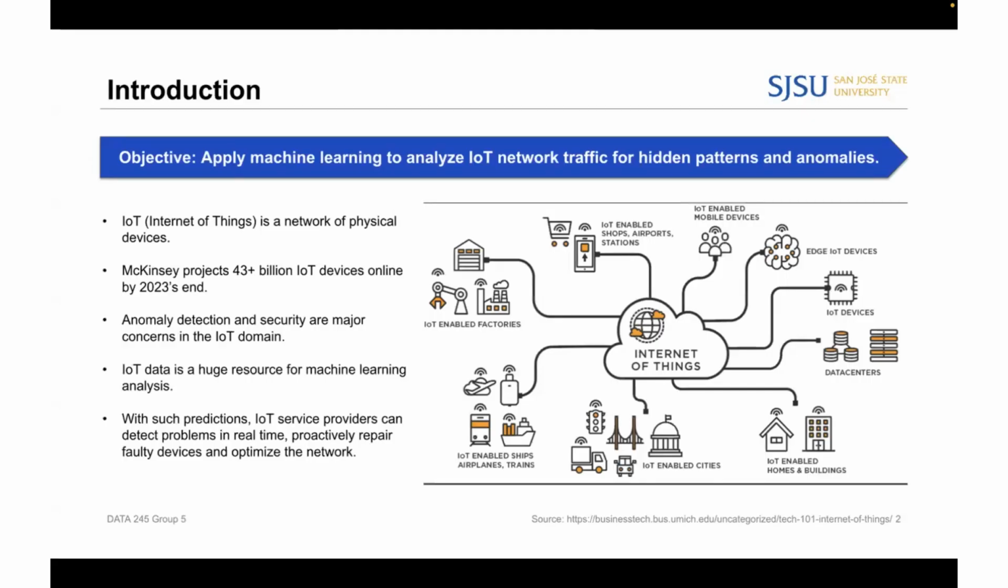So IoT is a network of physical devices. Anomaly detection and security are major concerns in the IoT domain. Every day, IoT devices generate lots of data, which is a huge resource for machine learning analysis. With such predictions, IoT service providers can detect problems in real time, proactively repair faulty devices, and optimize the network.